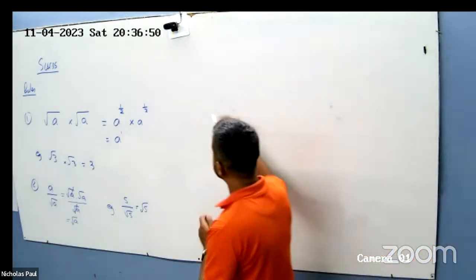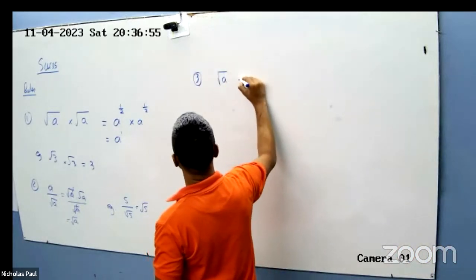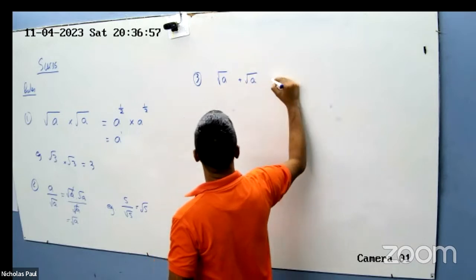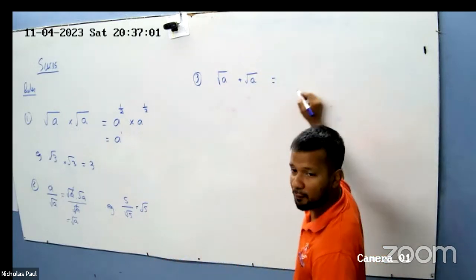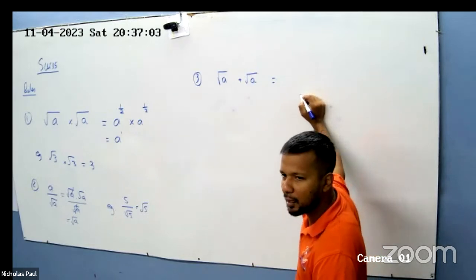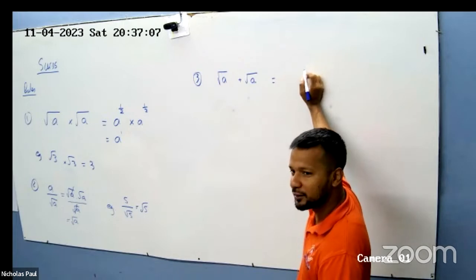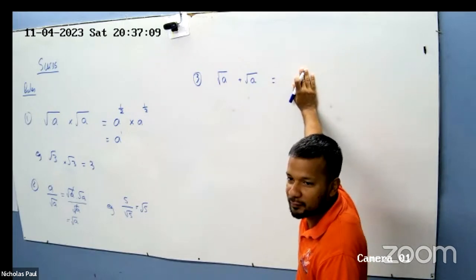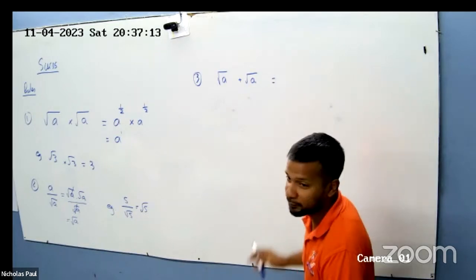All right, next. What do you think is the square root of a plus the square root of a? What will that be? What's the square root of a plus the square root of a? Get a guess. What do you think it might be?